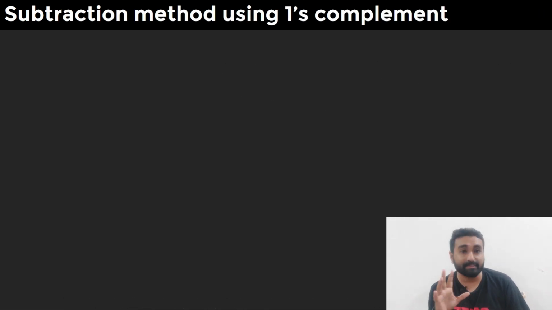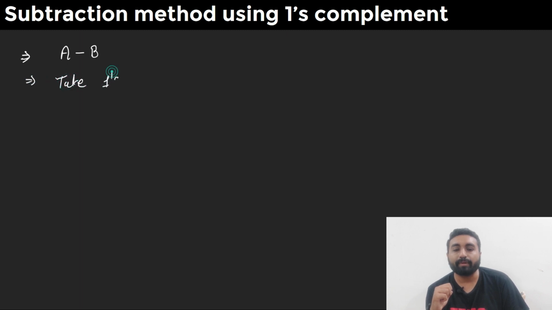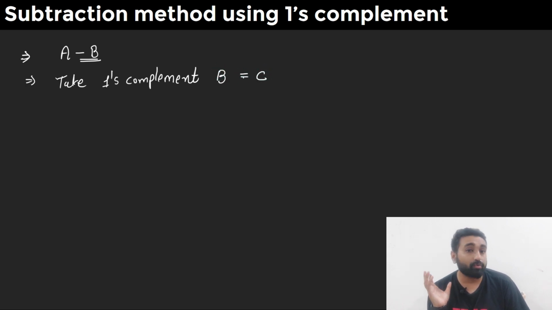So how to use this 1's complement method for doing the subtraction of two numbers? The method is very easy. Let's say you are having a number a from which you want to subtract b. You want to perform a minus b. So what you need to do, you need to take the 1's complement of the negative number. Here our negative number is b. So you need to take the 1's complement of b. Let's call it c.